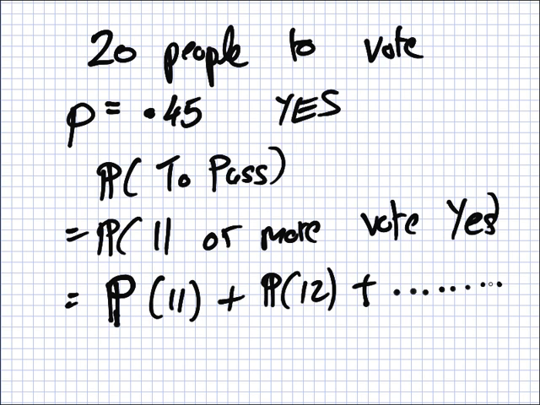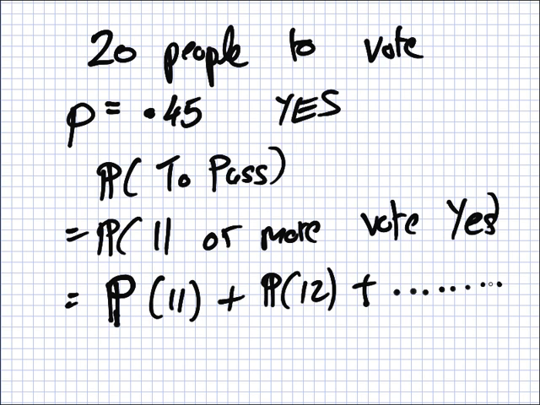Anyways, 11. So what's the formula here? It's 20 C 11. The function is COMBIN on Excel. 20 C 11 times the probability of a yes, 0.45 to the power 11, times 0.55 to the power 9, or rather 20 minus the 11. You could actually do that on your calculator and you should get about 12% chance. Does this mean there's a 12% chance the motion will pass? No, just that 11 people will vote for it.